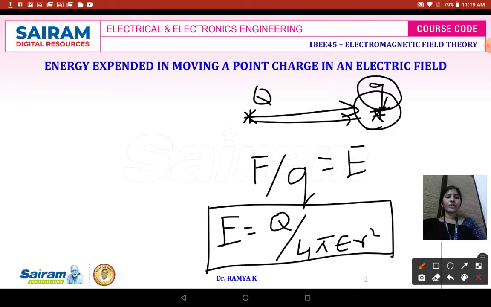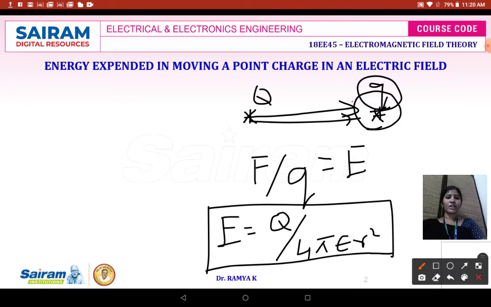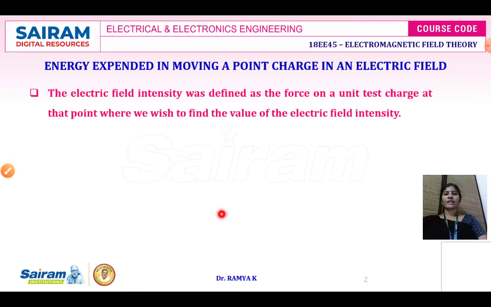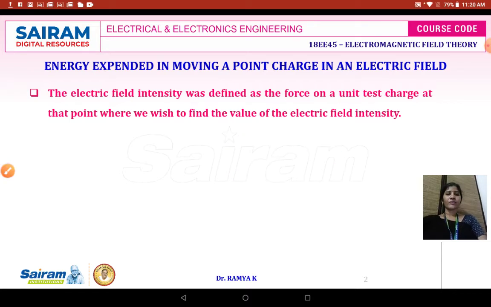Now, if I wanted to move the test charge against this electric field intensity, some amount of work or energy needs to be done. Energy is nothing but the capacity to do work. Here, the electric field intensity was defined as the force on a unit test charge at the point where we wish to find the value of the electric field intensity. It is nothing but the force acting on a unit positive test charge.